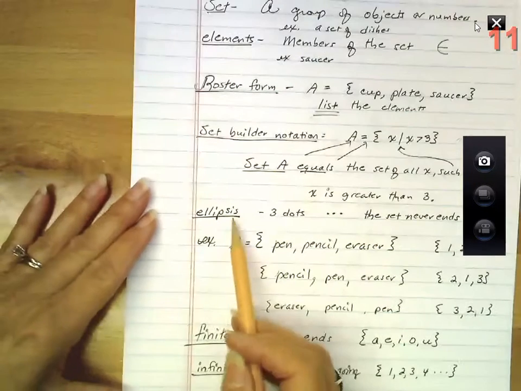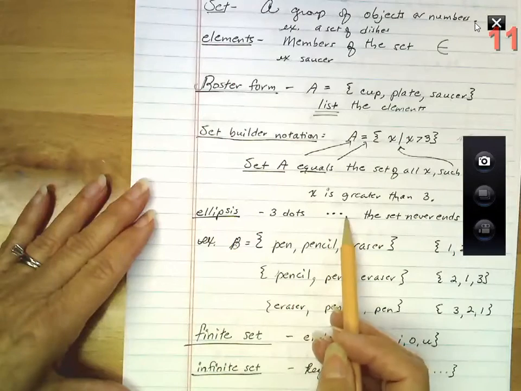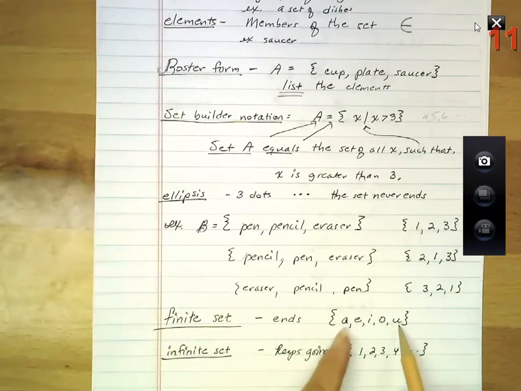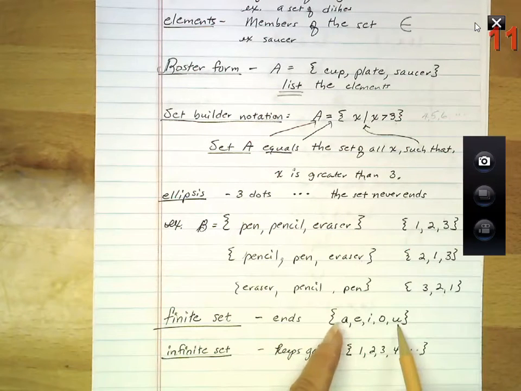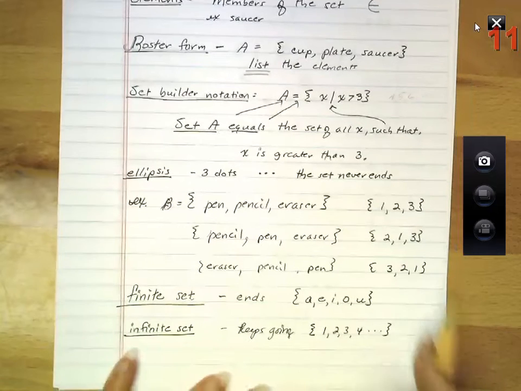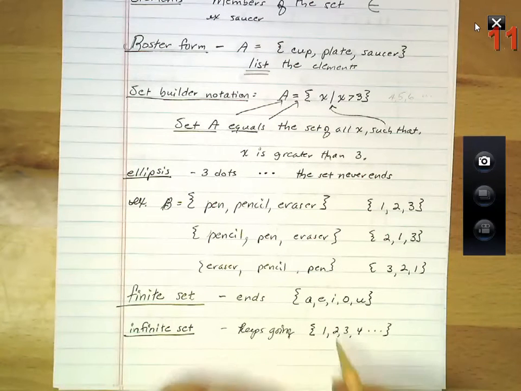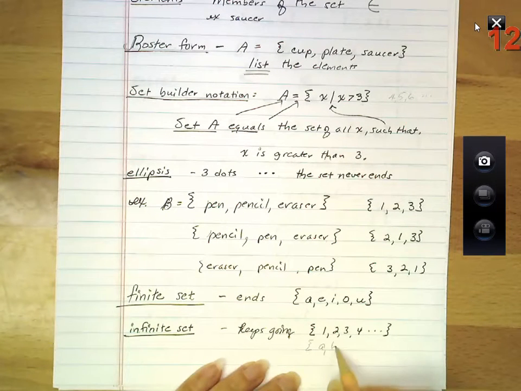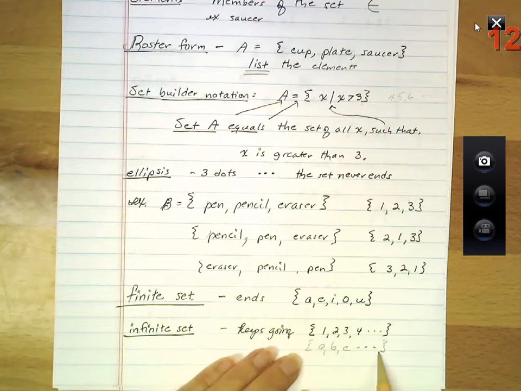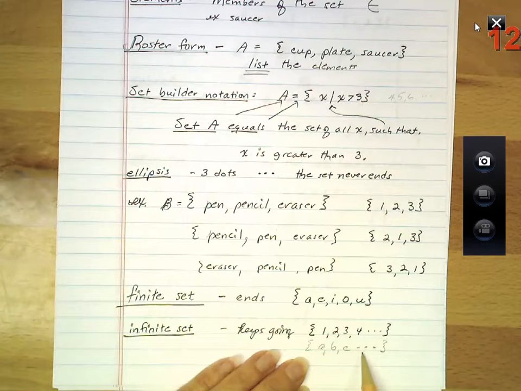Okay. The ellipsis is the 3 little dots. That means it never ends. Then we had a finite set, which ends. It has just a certain number of elements: A, E, I, O, and U. Infinite means it keeps on going. And we had a problem like this, A, B, C, and so on, which was a tricky problem, wasn't it? Because the alphabet does end. So this one was finite, even though it had the ellipsis and it looked like it was infinite.